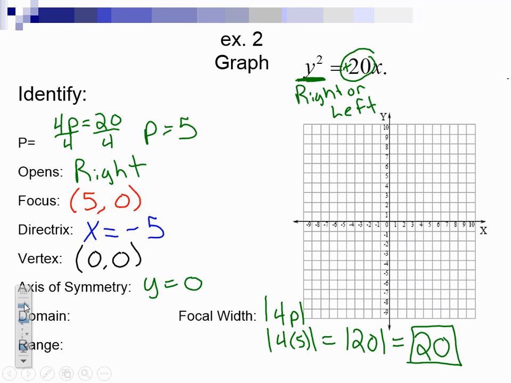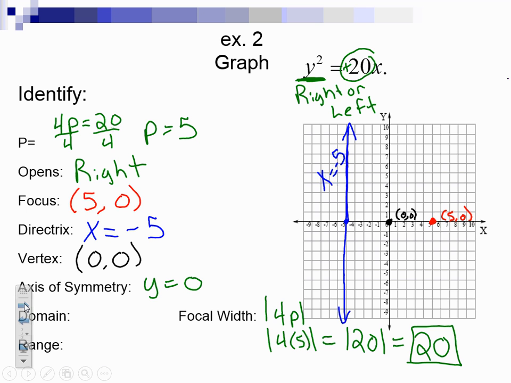All right, let's start putting all this onto our graph. First thing, the vertex is at 0, 0. So I'm going to put that on here. 0, 0. Next thing on the line is our focus, which is at 5, 0. Right here, 5, 0. That's our focus. Next thing, the directrix is x equals negative 5. So I go to my x line, go to negative 5. It's going to be a vertical line right here. X equals negative 5.